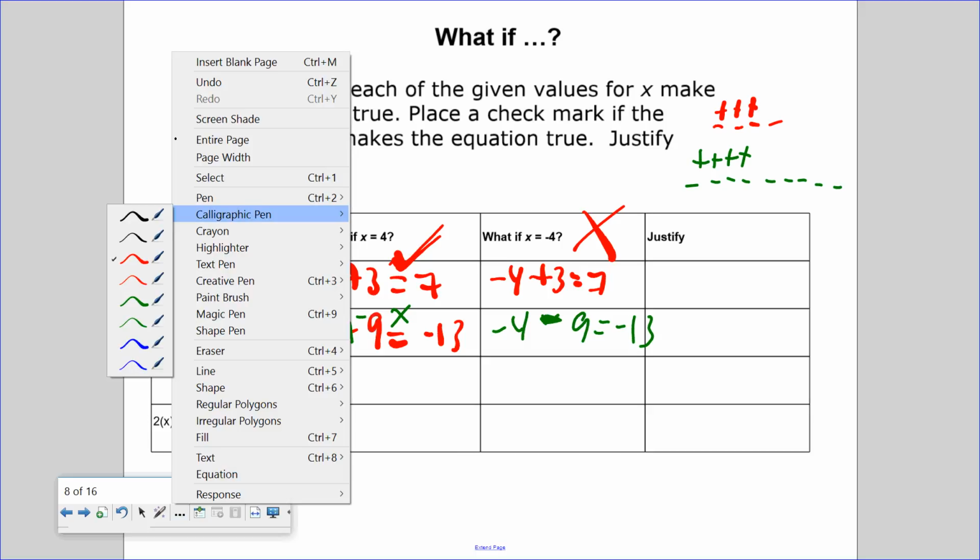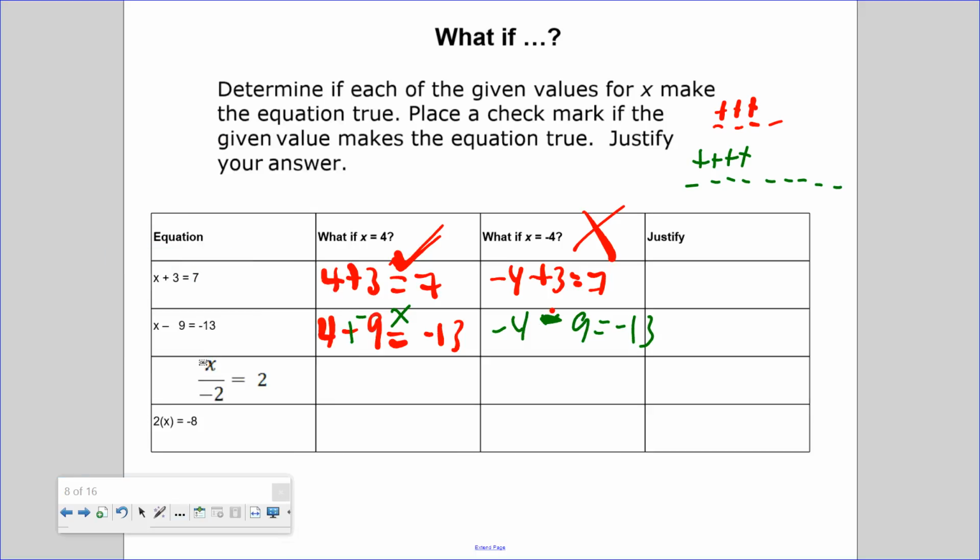Use a different color. Add the opposite. 4 negatives, 1, 2. Whoops, let me erase this. 4 negatives with 1, 2, 3, 4, 5, 6, 9 negatives equals negative 13. Check mark.